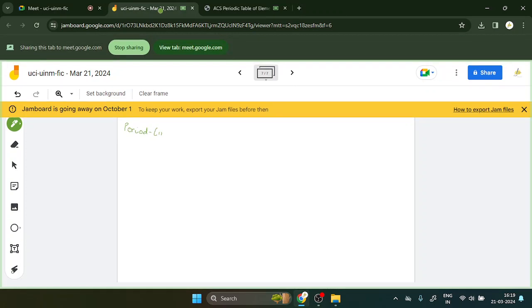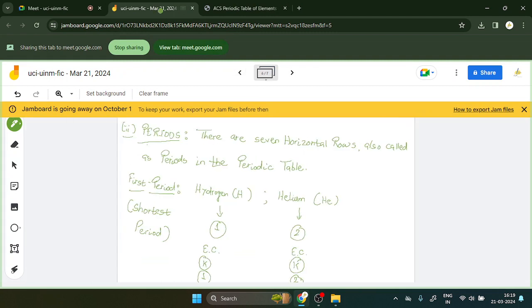I haven't shared this tab. See, the first period is the shortest period. So hydrogen, helium: atomic number is 1, atomic number is 2. In the electronic configuration, the K shell has only 1 electron in hydrogen and 2 electrons in helium, but the shell is only 1 here, and this is the shortest period. How many shells are here? Only 1, right? Clear?